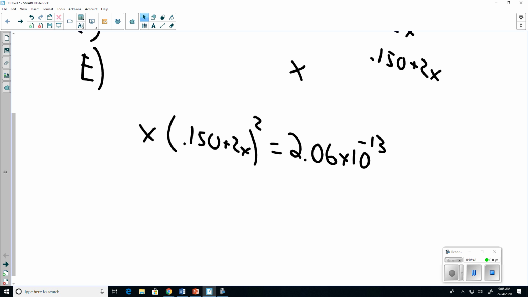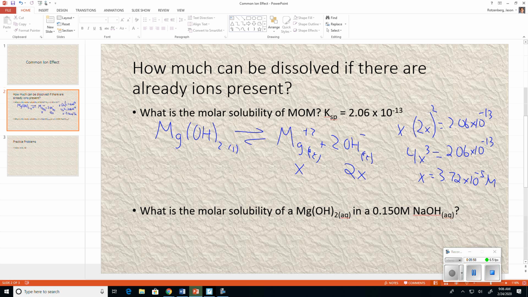This problem here looks like it would be a lot more difficult to solve than the previous problem. I know how to divide by 4 in a calculator.